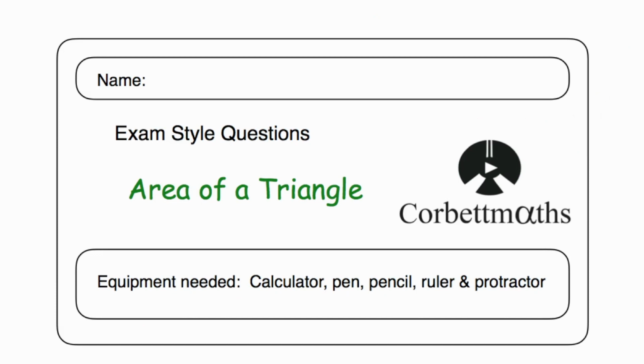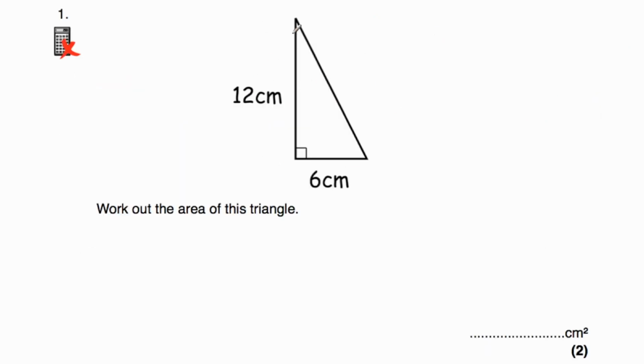let's get started. So question number 1, we've been given this triangle. It's a right angle triangle and it's got a base of 6 centimeters and a perpendicular height of 12 centimeters. And we've been asked to work out the area of the triangle.